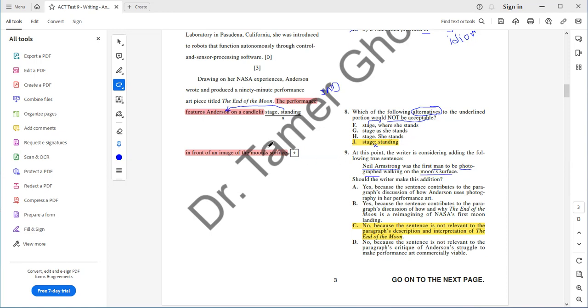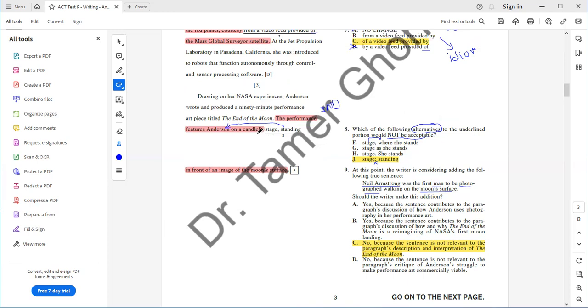Okay, let's read this part, please, and find out: does he talk about Neil Armstrong? Does he talk about walking on the moon's surface? Read it, please. Drawing on her NASA experiences, Anderson wrote and produced a 90-minute performance art piece titled The End of the Moon. The performance features Anderson on a candlelit stage standing in front of an image of the moon's surface.